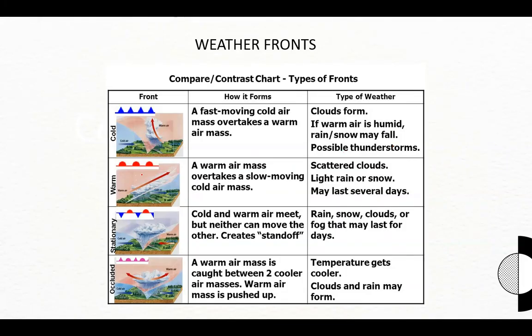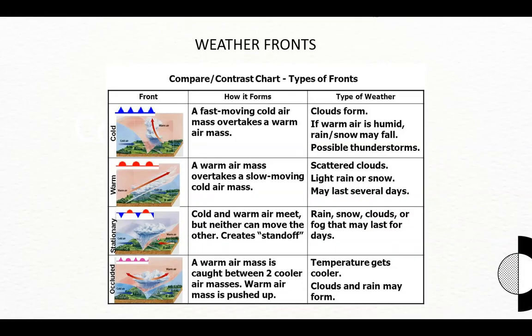Then you have the warm front. So a warm air mass overtakes a slow moving cold air mass. What type of weather would you expect? Scattered showers, light rain or snow, and may last several days.